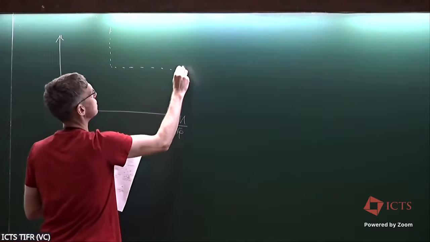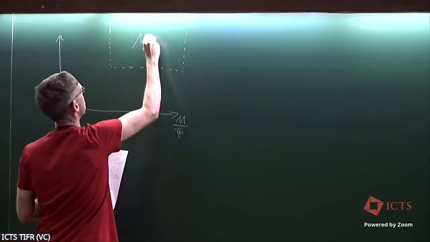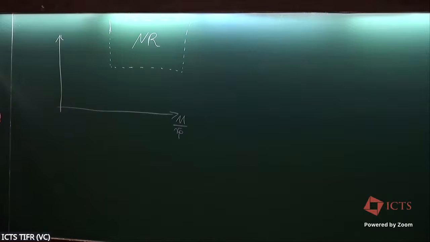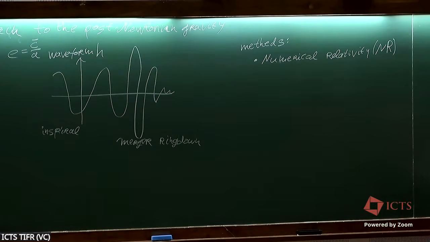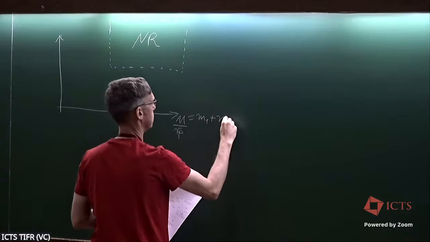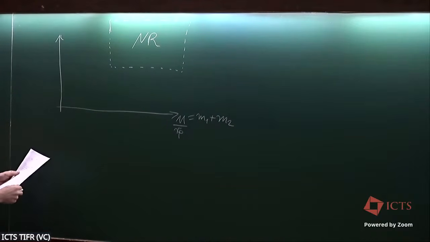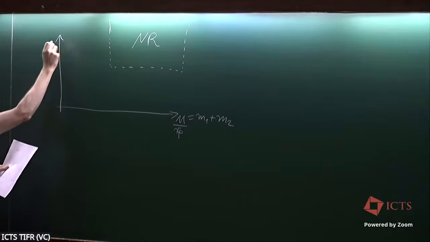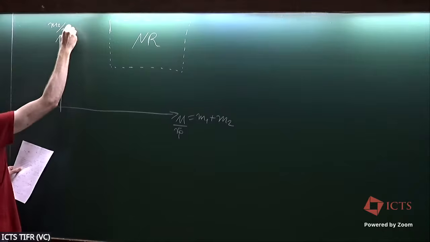So this means I would put numerical relativity more or less here in that chart, where M is m1 plus m2. Now, what is the other axis here? So this is the mass ratio.